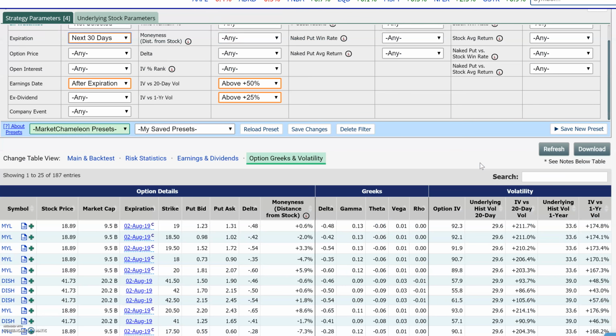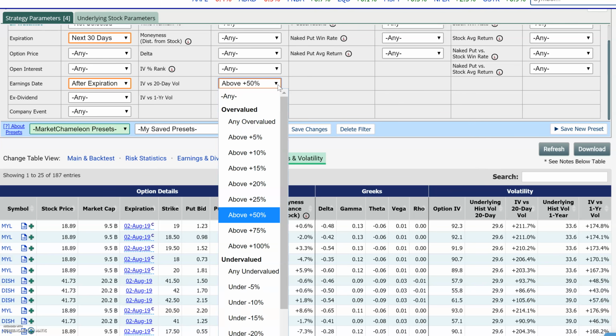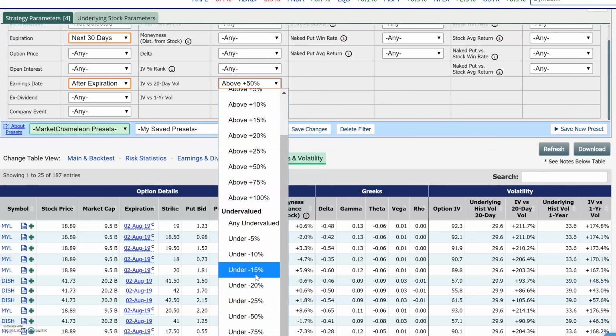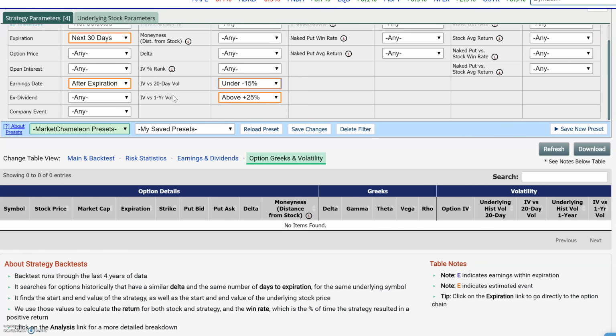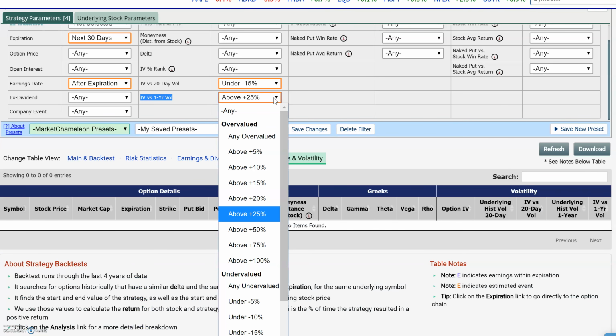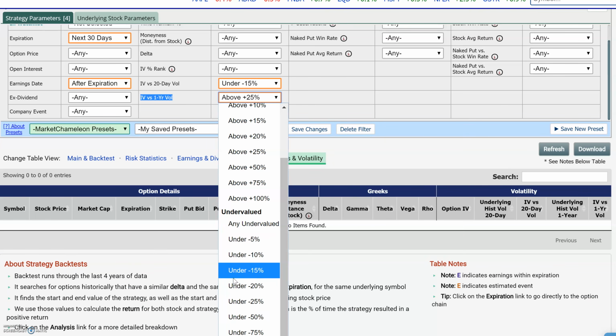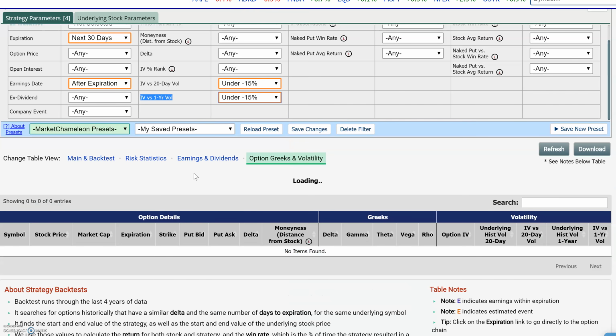Now we could go the other way, and potentially you're looking for options that might be a decent purchase or undervalued relative to the historical vol. So let's reverse that, and let's first set that the current implied volatility of the option is at a discount to historical volatility. Let's pick 15%, and let's also look for the 1-year. Let's make that 15% as well, see what happens.